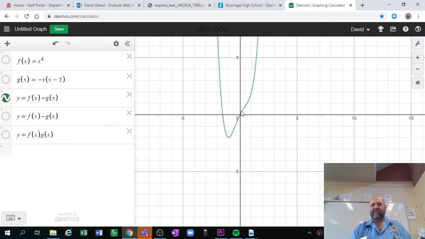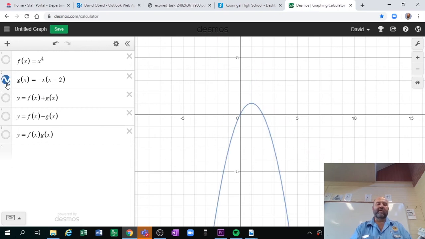It's very, very difficult to just freehand accurately sketch that. You really do need software to get that, or you need a fair bit of calculus that we haven't started yet in our course.